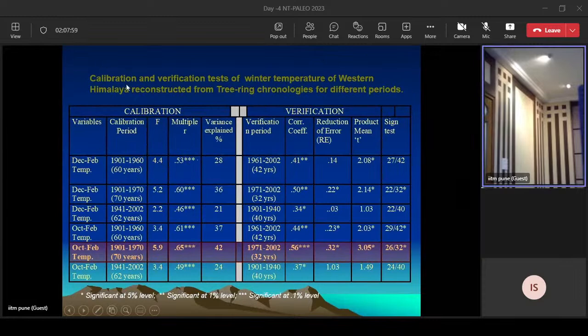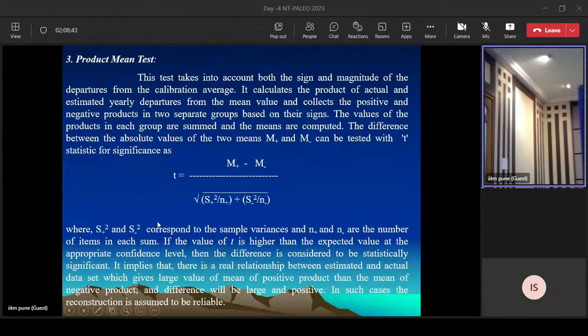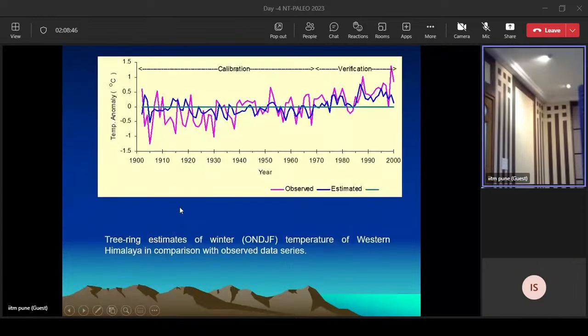This is an example of the reconstruction of the winter temperature. We calibrate with different periods and we see the different statistical tests. Then the same calibrated parameter is verified with an independent set of climate data. In all these calibration periods, we found that the results are significant, but this particular period is the most significant. These are the different statistical tests of calibration and verification, and these are all given in the notes I am going to give you.